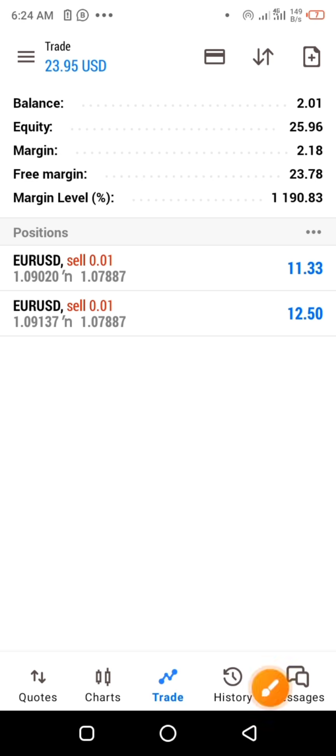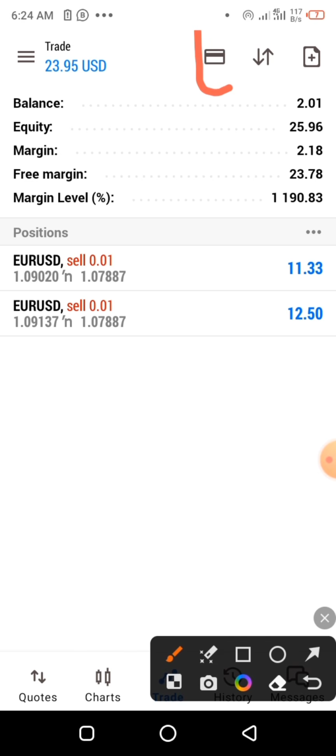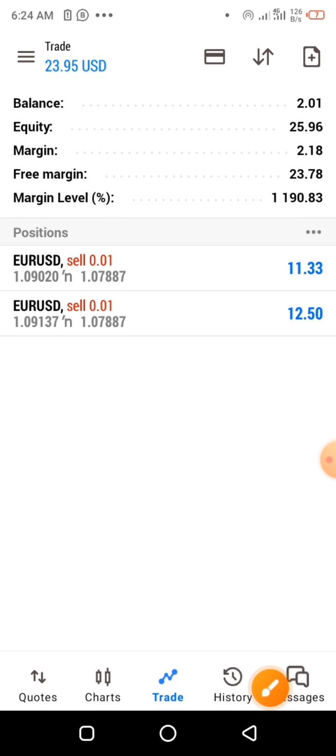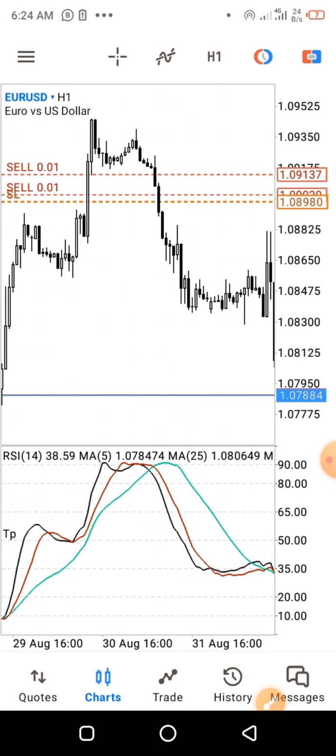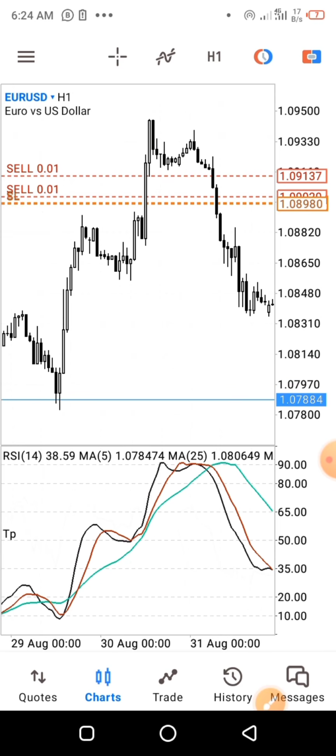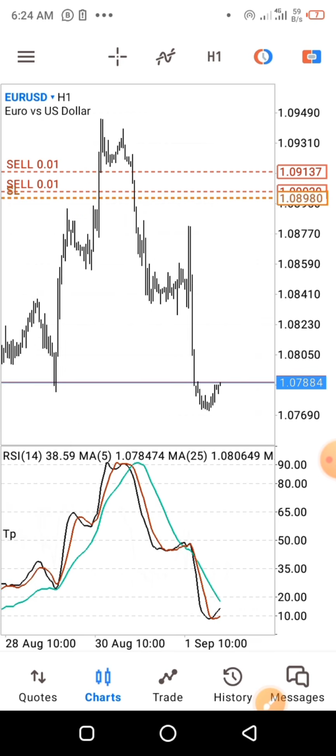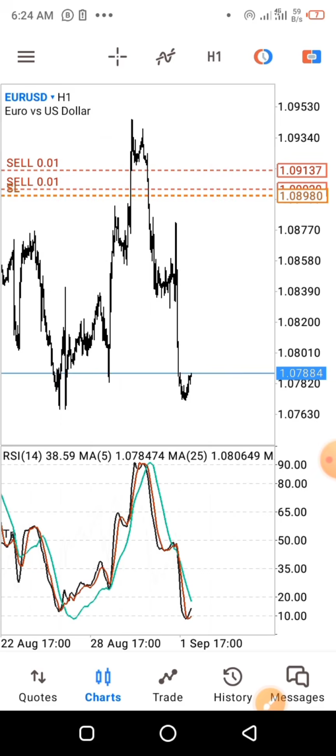As you can see, this is a live account, guys. This is a live account. This is the withdraw button. Okay, so it's a live account and we are doing wonders. It's not as if it is demo. So now this strategy is a very simple strategy.